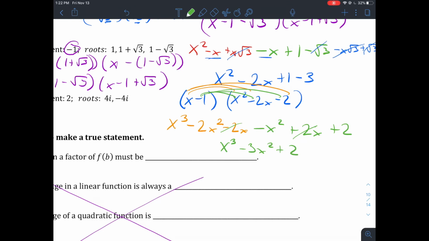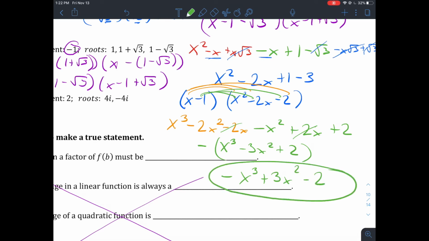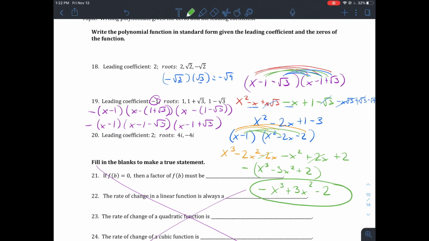All right, and then we also need to take care of that negative there, right? So at this point, all you got to do is distribute the negative, which should be fairly straightforward. You get, hold on. Yes, you get negative x cubed plus 3x squared minus 2. And that would be your final answer there. All right, that was a lot of work, a lot of colors, but that would be your final answer for 19. You're definitely going to run out of some space there.